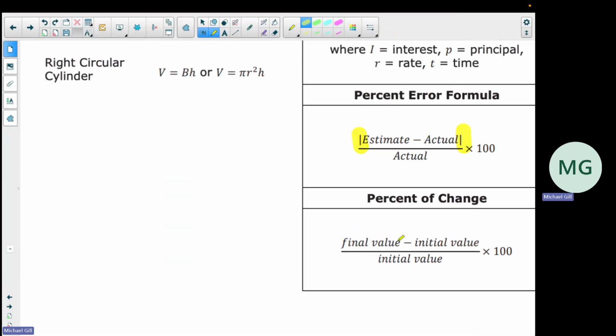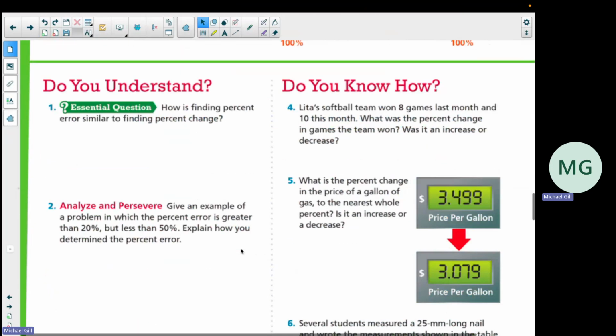And then percent change can be negative. Typically, if it's negative, that means it's a decrease. If it's positive, it's an increase. So they have this sheet. Again, they have the formulas. I'm going to go ahead and do a couple problems, and this will be the last thing that will be on their quiz. I don't even know how long we've been going.